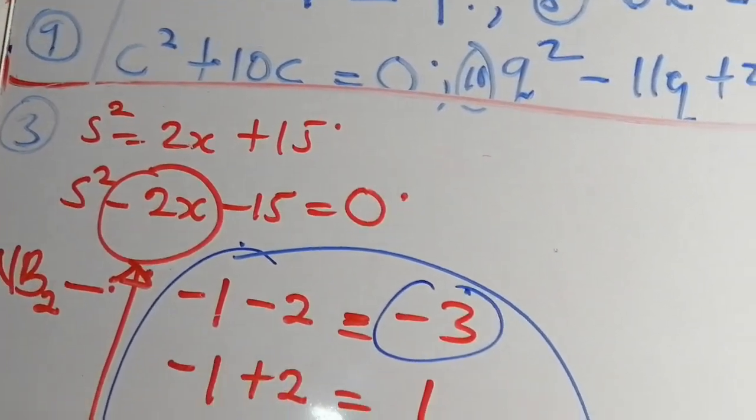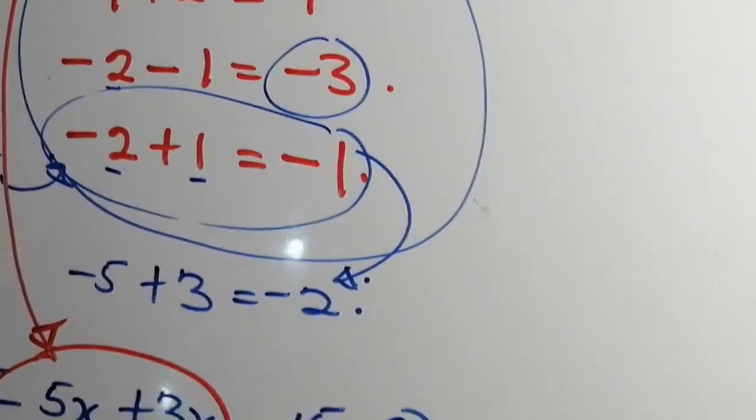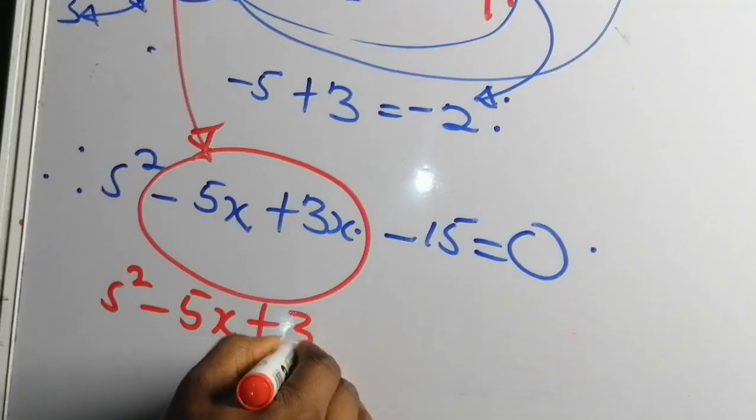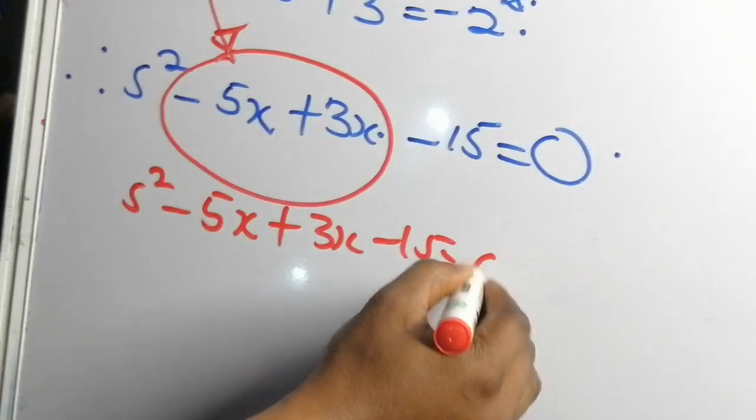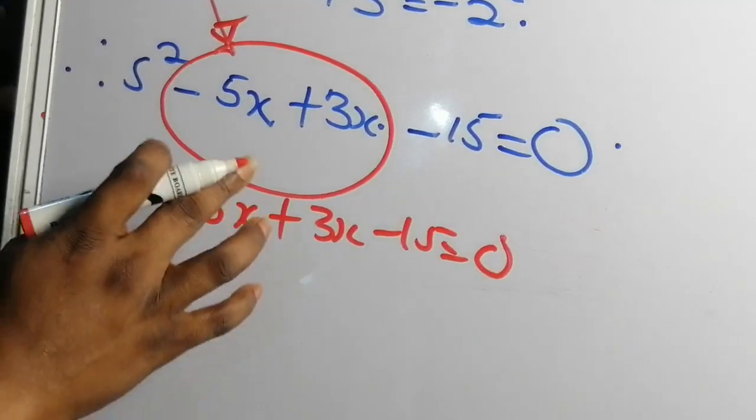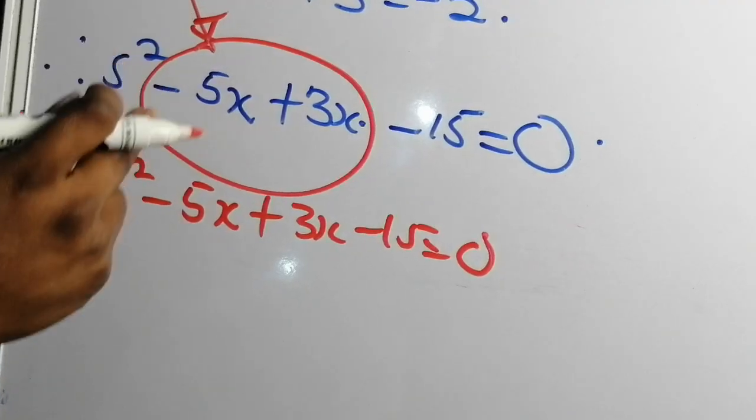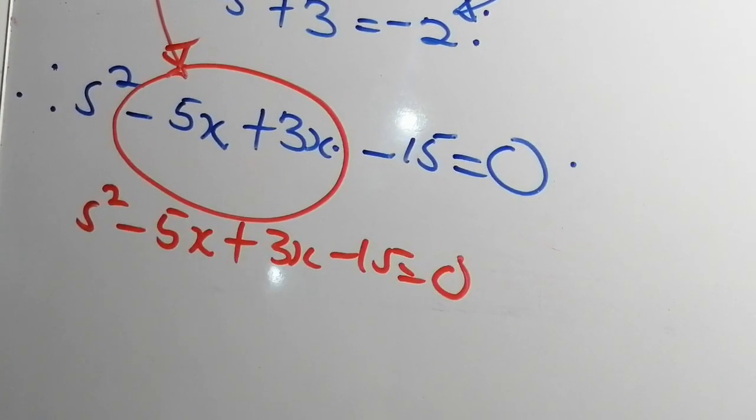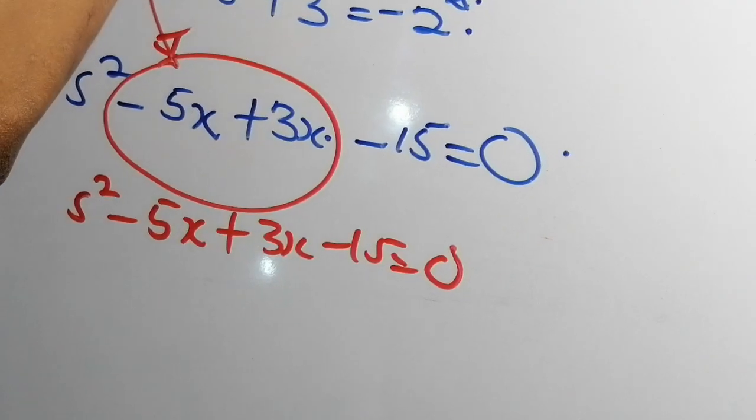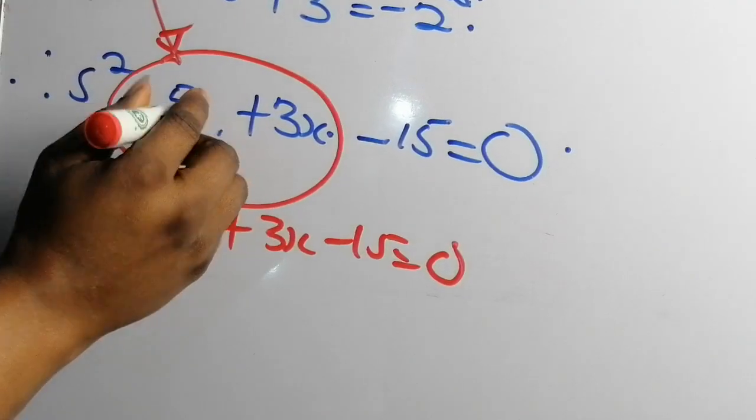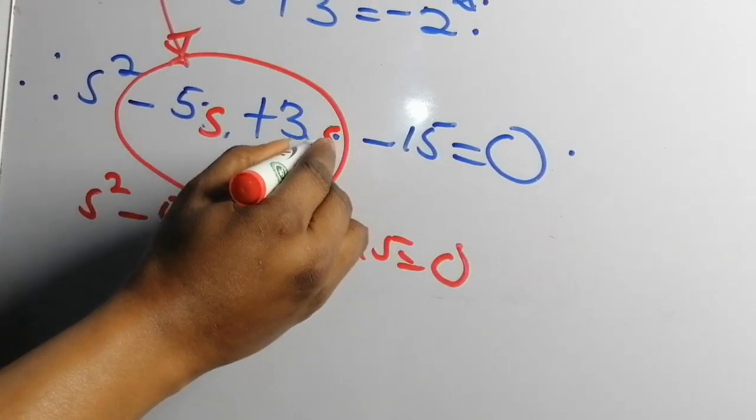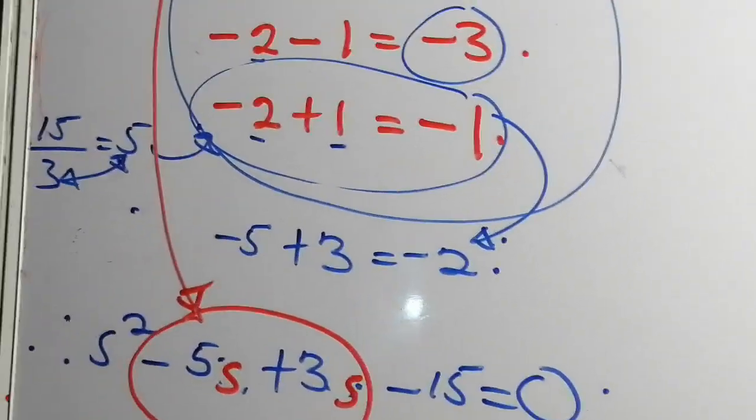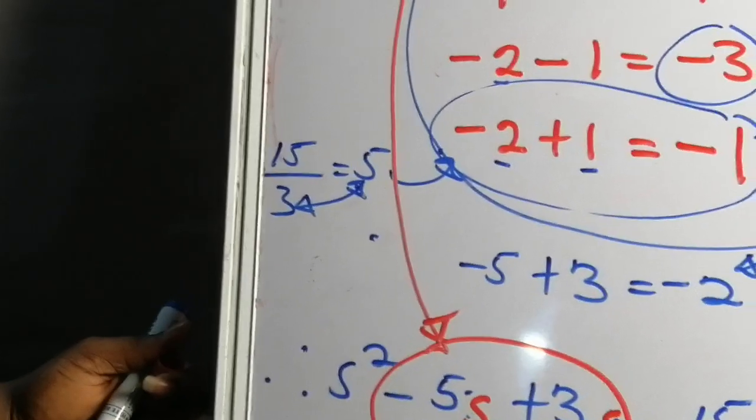So it means that here I can find my LCM. Look at it here. S squared minus 5x plus 3x minus 15 equals 0. Oh, okay. What's the question? The question is S, not X. You have X here, X here, so you have S here, not different alphabets. It has to be the same alphabet. So S can go here.